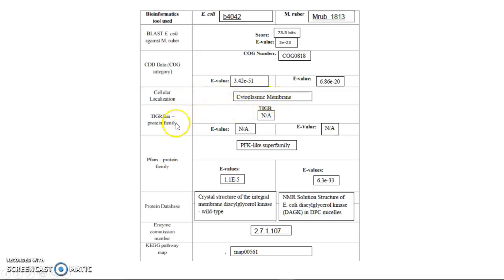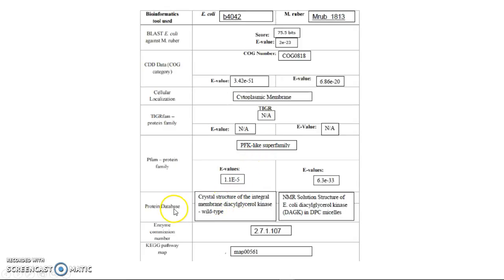We tried to search in the TIGRFAM, but we actually didn't get any results. As for the Pfam, we got the same PFK-like superfamily, and we compared those two e-values, also very, very small. So that's a good sign.